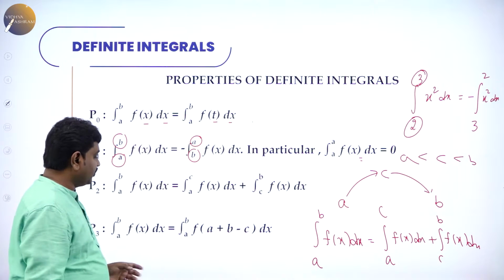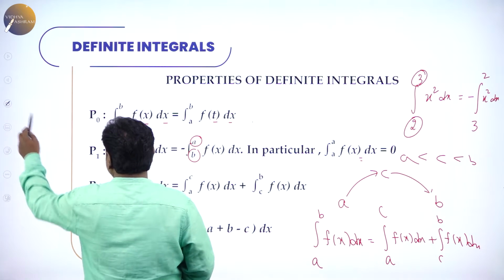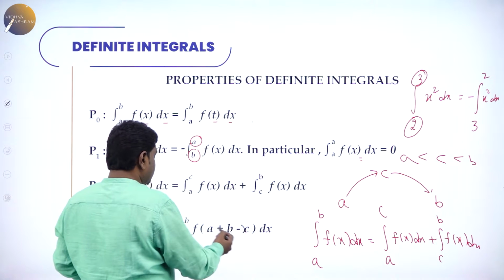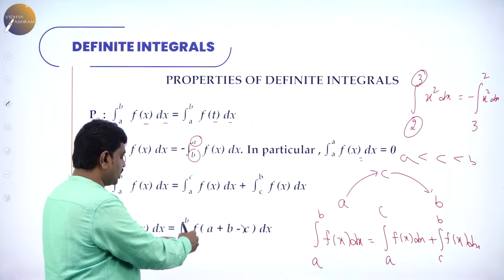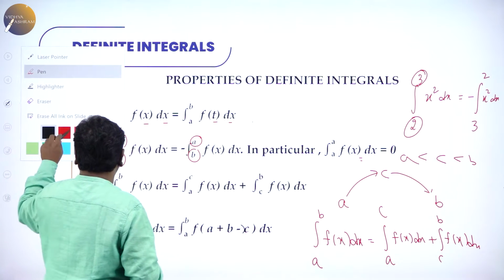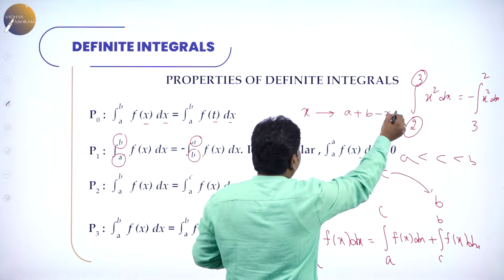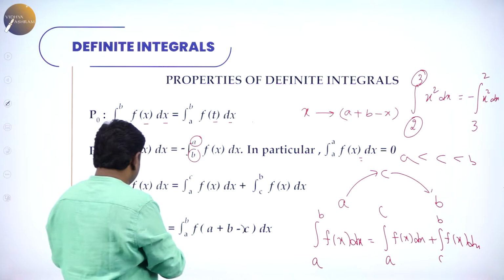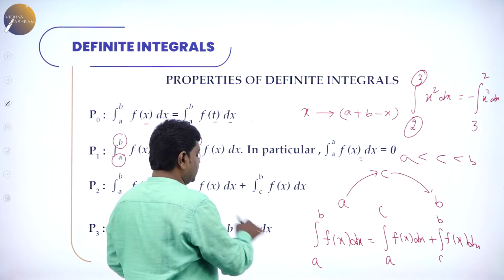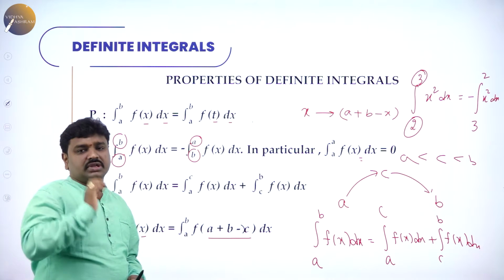Integration a to b f of x dx can be written as integration a to b f of a plus b minus x dx. A plus b means what? Upper limit plus lower limit, minus x. You can replace x with a plus b minus x. So instead of x, you can put a plus b minus x. So this is f of x dx, and this will become f of a plus b minus x dx. So P0, P1, P2, P3 are most important.